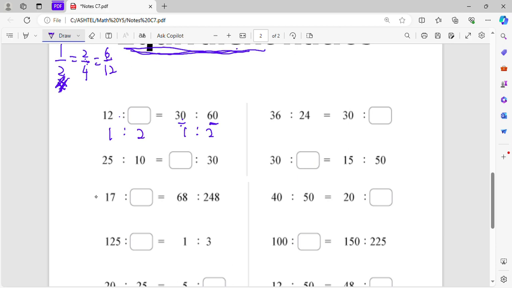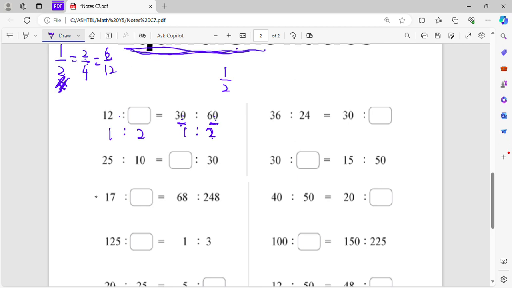How do we get 1 to 2? Because 30 is half of 60. So half is 1 over 2, right? So we just write 1 to 2. The smaller number is 1, the bigger number is 2, because 60 is double of 30, so you get 2 also. So it will be 1 to 2. So we put 2 here.